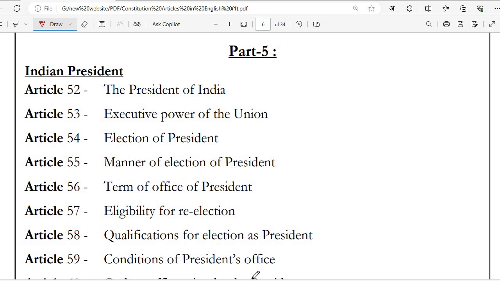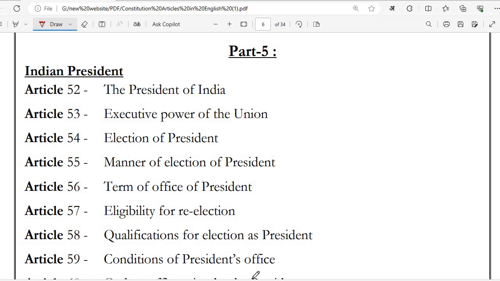And Article 55 says the manner of election of president. What is the process? First of all, we have to calculate the vote value of each MLA and the total MLAs of the country, and the vote value of members of parliament. Then the minimum quota: more than 50%, plus one.